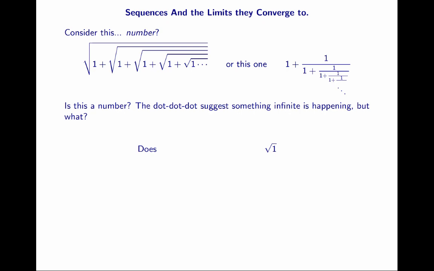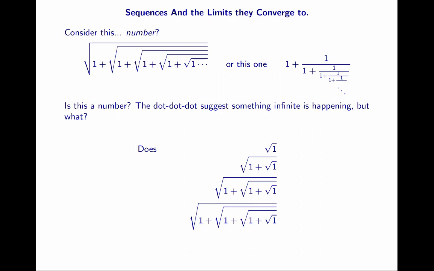One way to think about it is, as you continue along this infinite path, does it get ever and ever closer to a number? In other words, does the square root of 1, the square root of 1 plus the square root of 1, the square root of 1 plus the square root of 1 plus the square root of 1, and so on, forever, creep closer and closer to a particular number the more I continue?